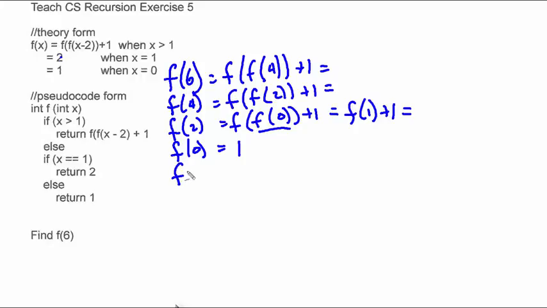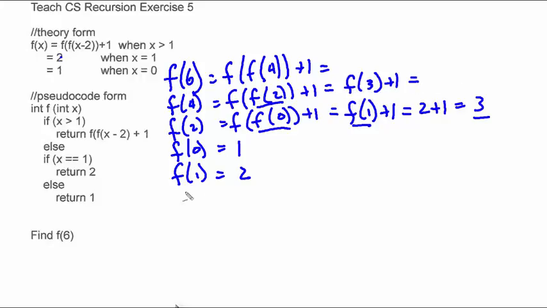So let's find the function of 1. Another base case. When x is equal to 1, the answer is 2. So now we can replace this with a 2. So the final answer to the function of 2 is 3. So now we can put the 3 here, and that's the function of 3 plus 1.